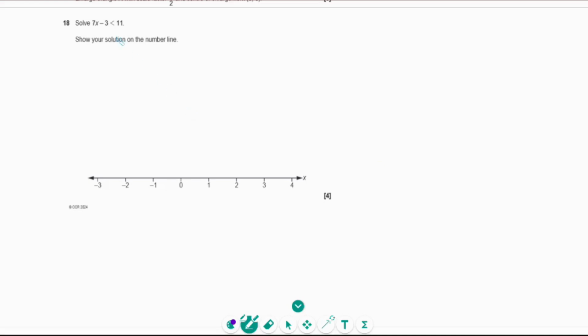Solve this inequality. The inequality is the same as solving an equation. I just need this inequality sign instead of an equals. I'm going to add 3 to both sides. I'm going to divide both sides by 7. How do I show the solution on the number line? I need an open circle at 2. X can be less than 2, so I need my arrow pointing in this direction.